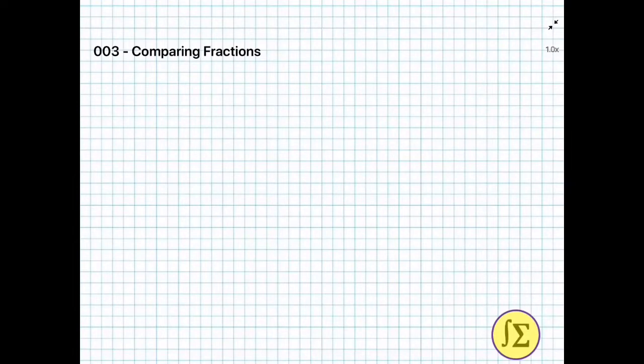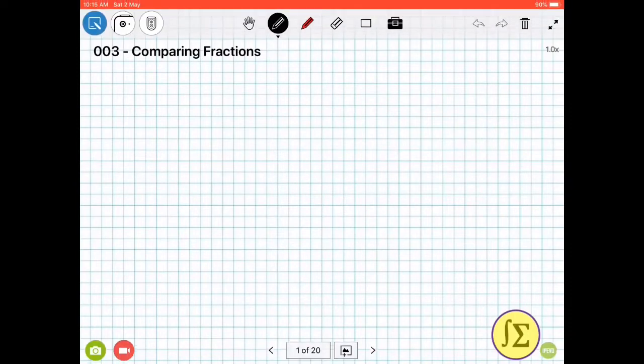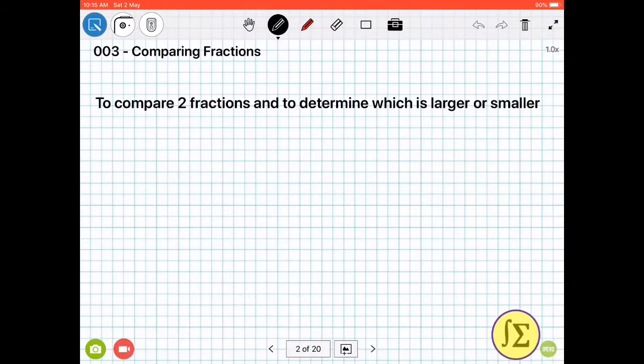Today we're going to continue learning about fractions, and today's lesson number 3 is about comparing fractions. Comparing fractions is basically looking at two fractions and determining which is the larger or the smaller fraction.